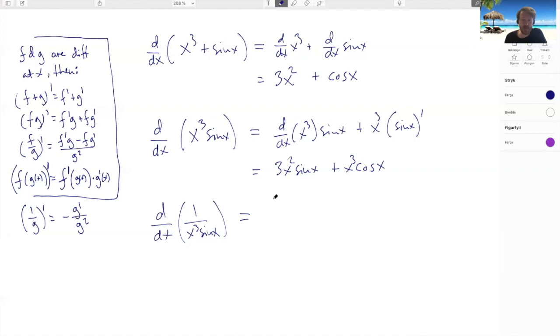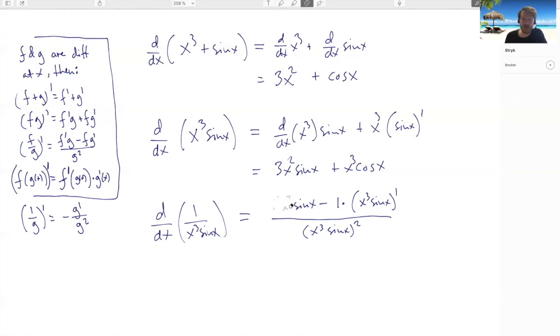Well, first I'm taking the derivative of 1, then I'm keeping this guy here, then I'm doing minus, and then I'm doing 1 times the derivative of this thing here. And then I'm dividing all of this by x to the third sine x, all to the square. And please note that the derivative of a constant is 0, so this guy has 0 as its derivative. So all of this just dies. And unsurprisingly, what's left here is just what you would get if you had used the reciprocal rule.